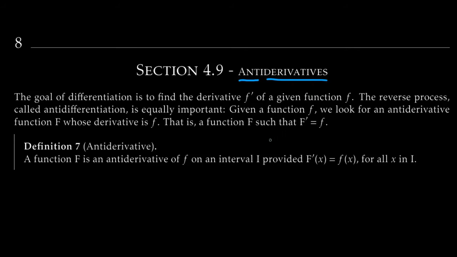The idea is that when we started talking about differentiation, our goal was to find the derivative of a function f. We found f prime given f. The reverse process, which we might as well call anti-differentiation, undoing a derivative, is equally important. Given a function f, we're going to look for an antiderivative. That is, another function, let's call it capital F, whose derivative is f. That is, a function big F such that big F prime is little f.